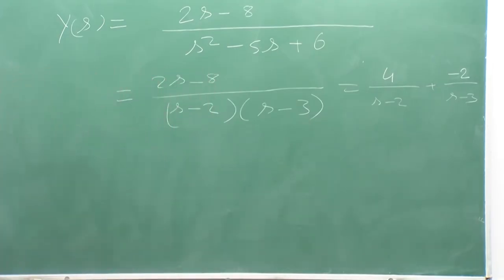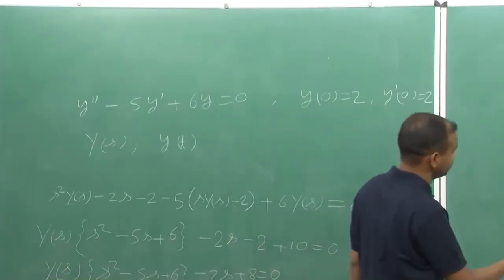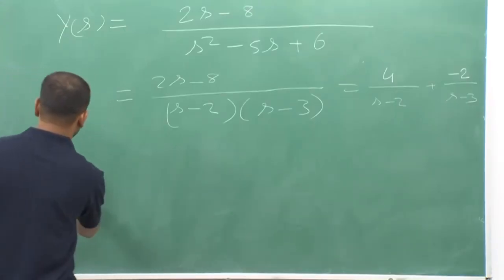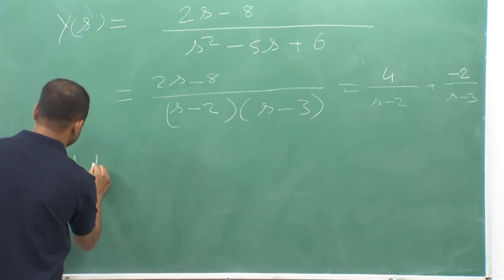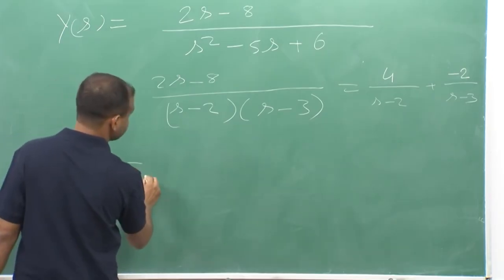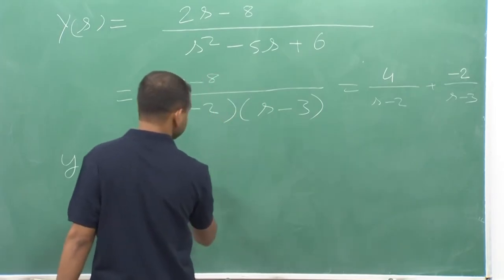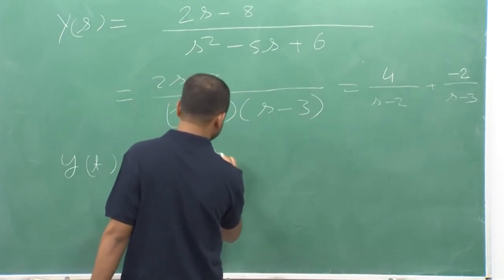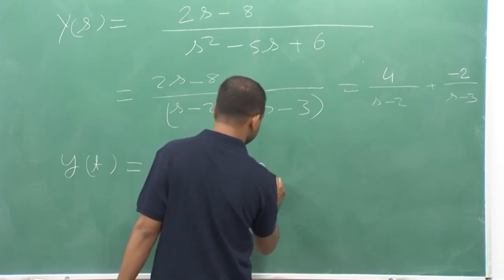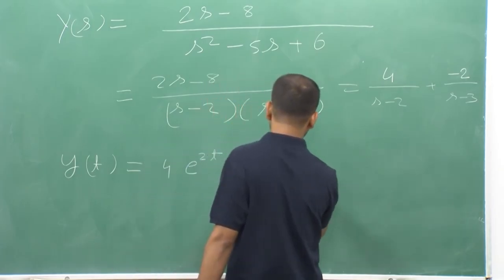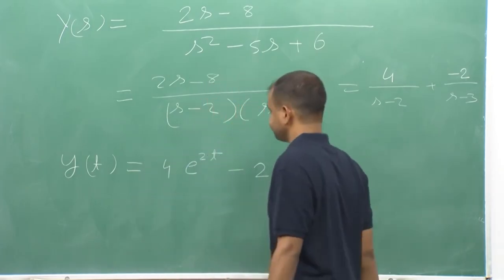And the next part is, what is y of t? So, if I take the inverse Laplace transform, I will get y of t is equal to 4 e to the power 2 t minus 2 e to the power 3 t.